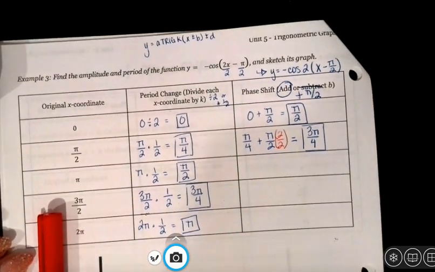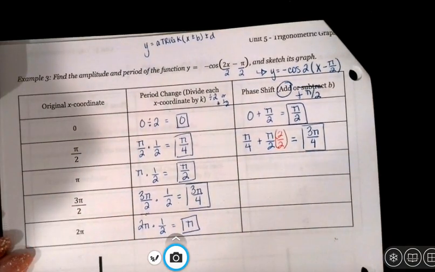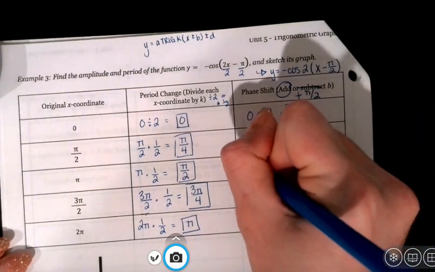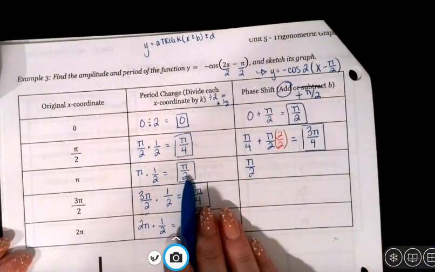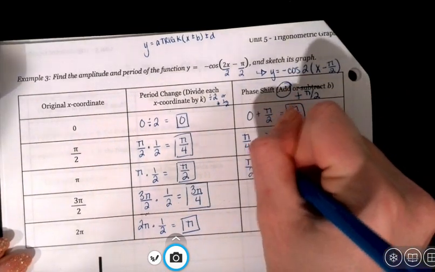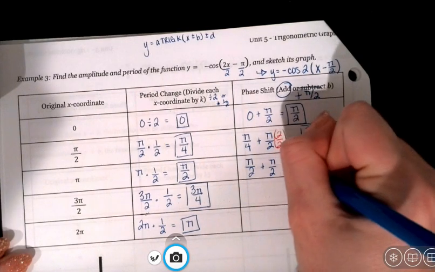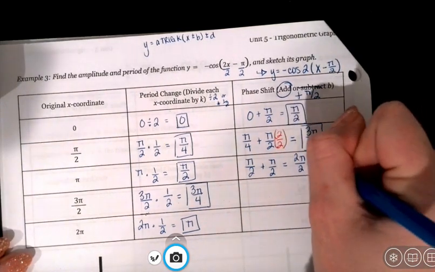I am trying to keep this video a little bit shorter than half an hour. So then I take my pi over 2 here and I add pi over 2. So when I do that, I get 2 pi over 2. And then I can simplify that to be pi.